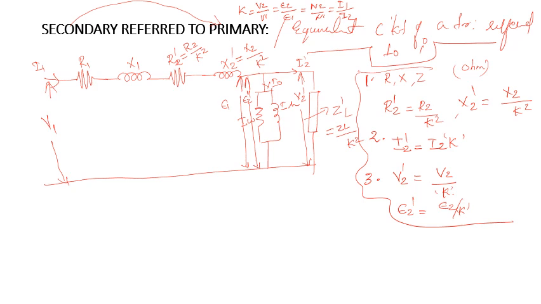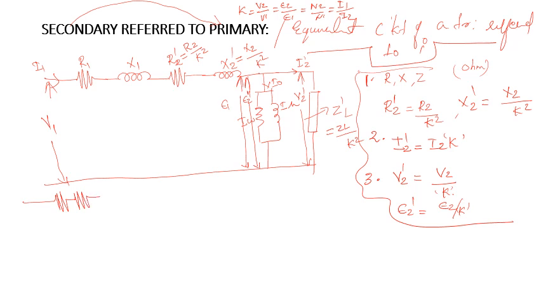So based on these things, we will make a reduced circuit. We know that R1 and R2 dash both are in series. Similarly, X1 and X2 dash both are in series. So what is the main rule? If the resistances are connected in series, then we can add the resistances, right? So I can draw the circuit like this.